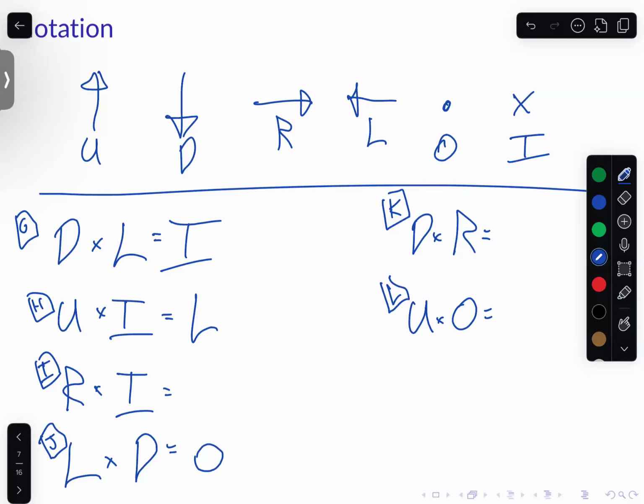Down cross right. Which way is down cross right? How do you hold your hand? Fingers go down. Cross right. Which way is right? Check your paper if you need to. That's right. Thumb. What do we call this? We call this the out direction. Let's do the last. Up, cross out is right.